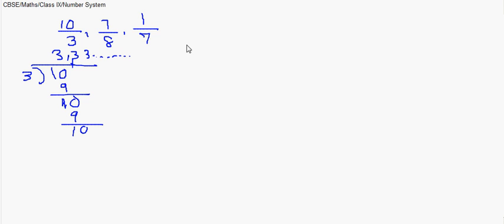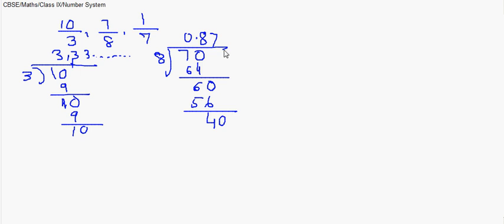I take the next one, which is 7 by 8. Zero, get a decimal, it is 8. 8 is 64. That gives 6. Again I get a decimal, then it is 7. 8 is 56. I am left with a 4. Oh, it's getting terminated. That means the remainder becomes 0 at a certain stage where I got 0.875.